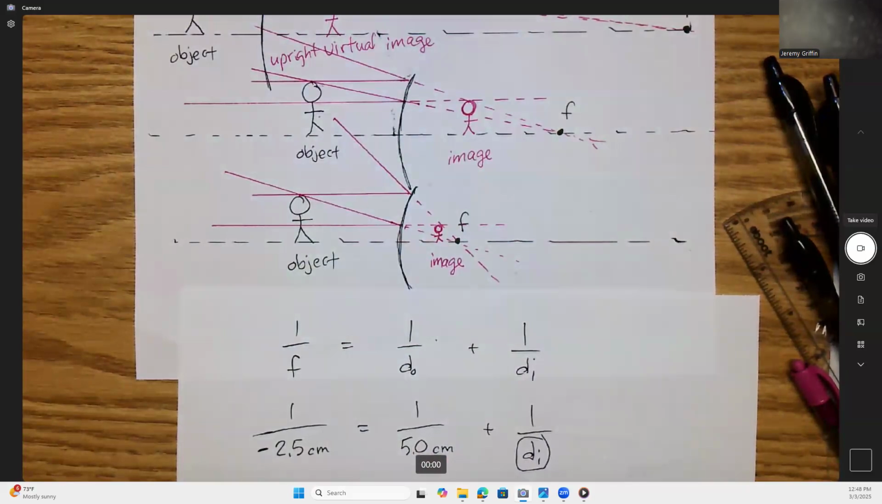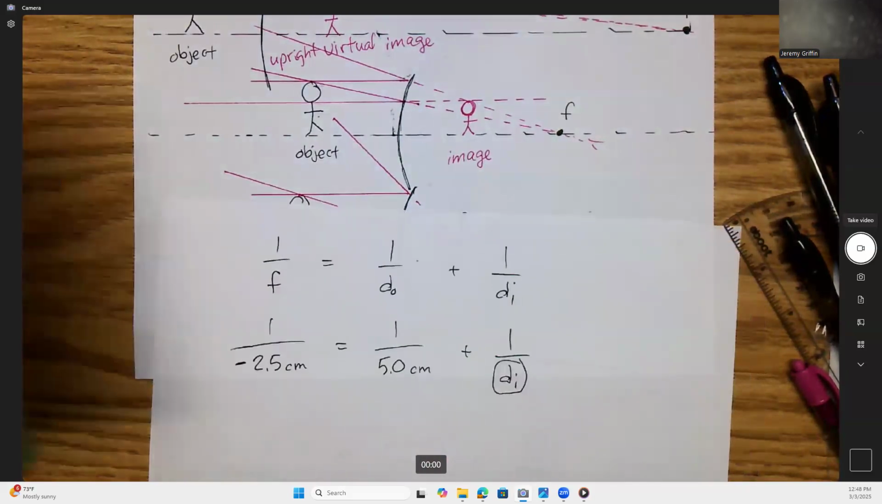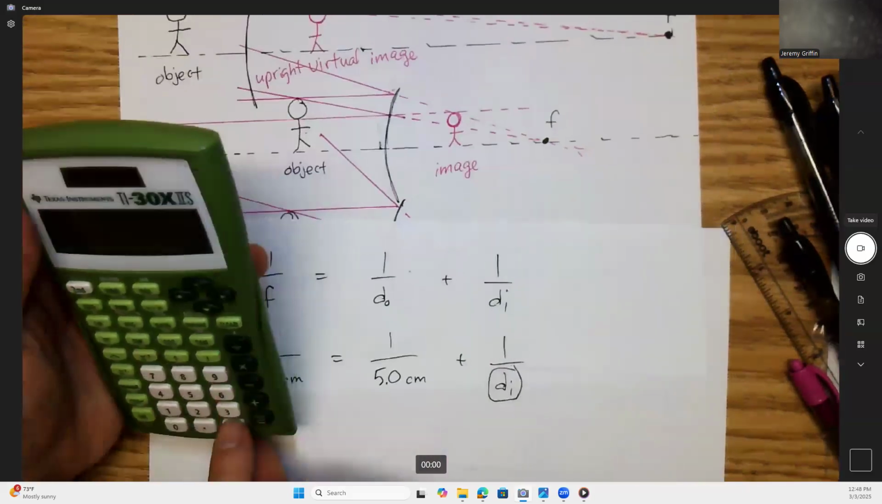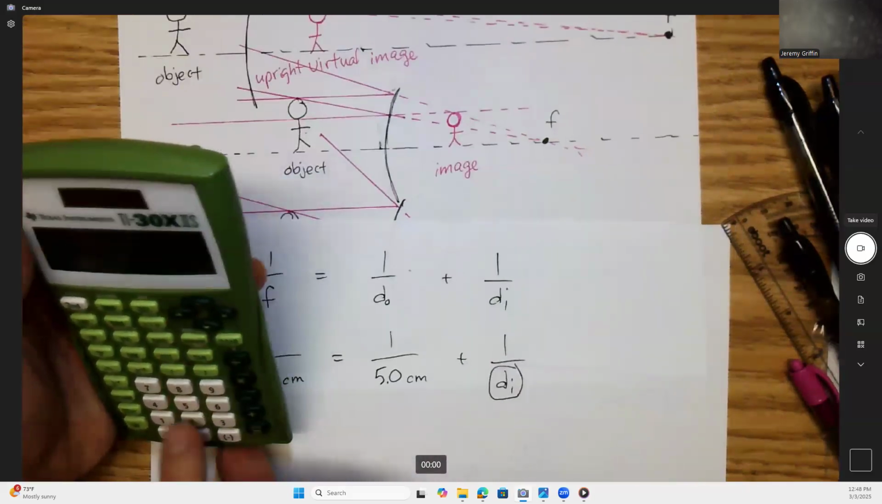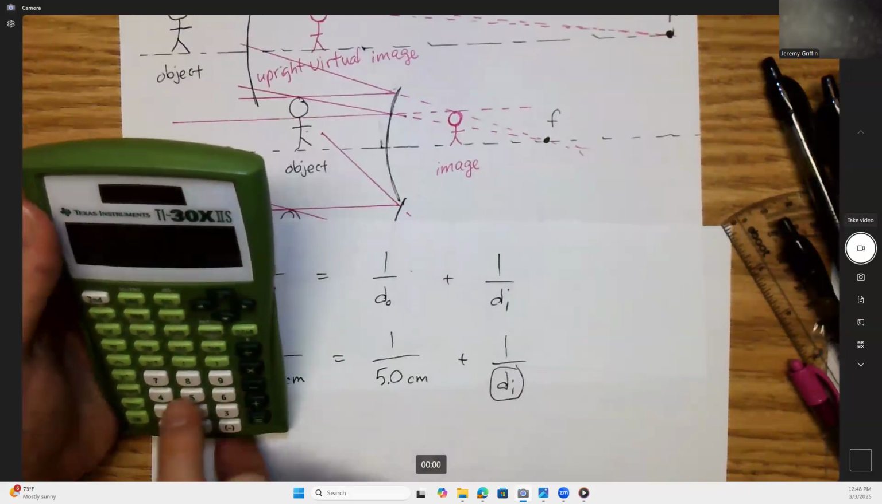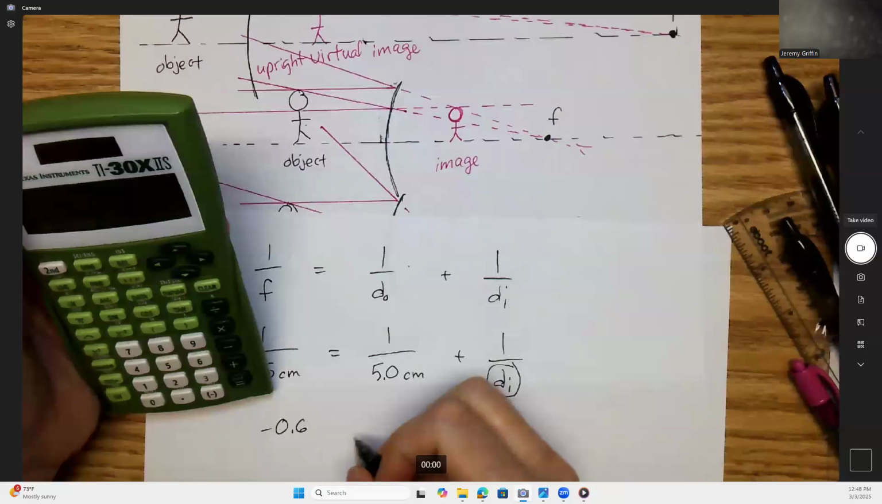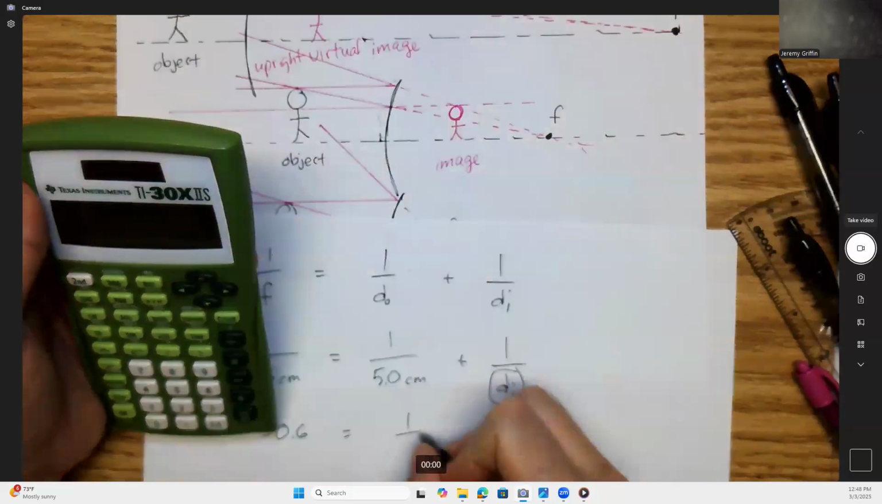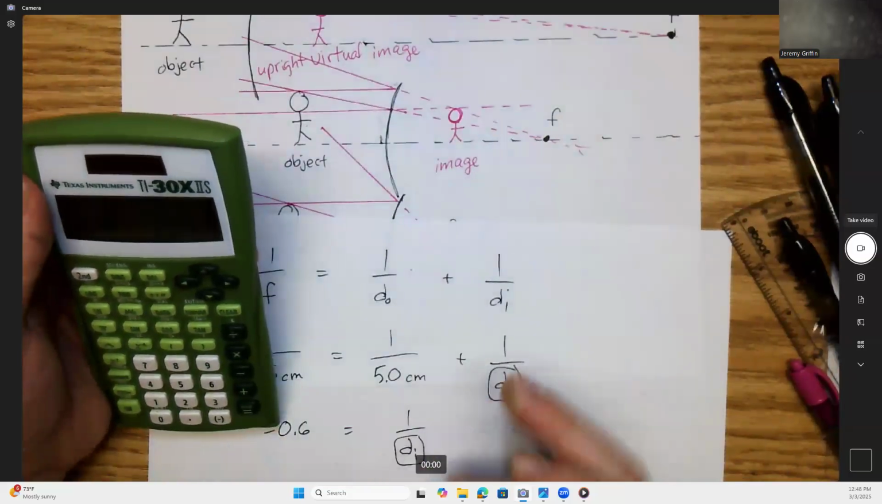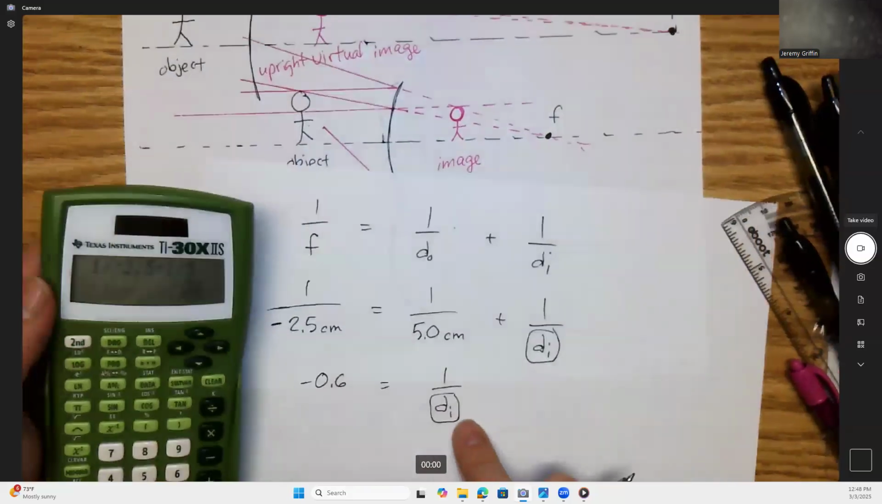You guys got that? Could you guys do the algebra and solve for that? So I'll do it. You guys do it. Let's see what we get. What's 1 over negative 2.5 minus 1 over 5? That's like negative 0.6, or you can do common denominator if you want to leave it as fractions. But that's 1 over di.